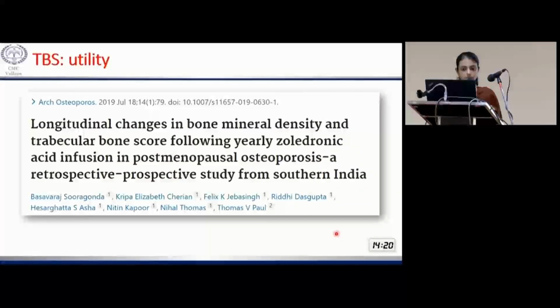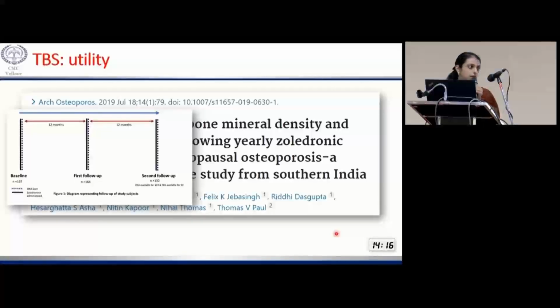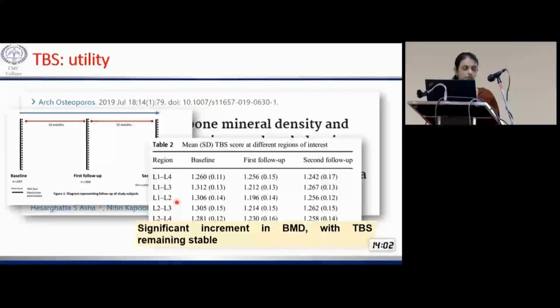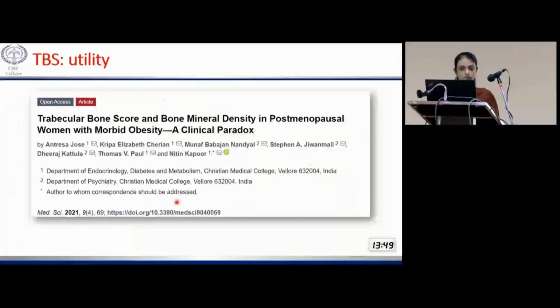This study was published from our center a few years back, wherein we looked at 197 women at baseline. They received zoledronate. They were followed up over a period of 2 years. 132 women completed the follow-up. We found that there was a significant increment in BMD and the TBS remained stable, or in other words, it did not deteriorate. So these are situations where you can use trabecular bone score to monitor therapy.